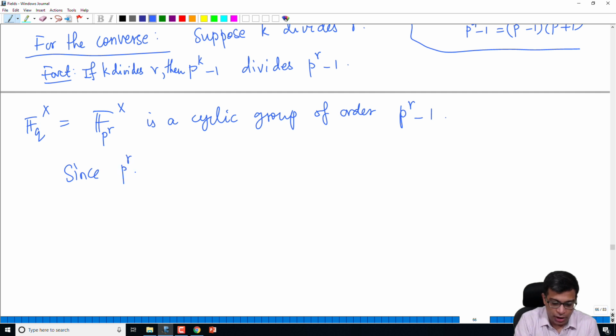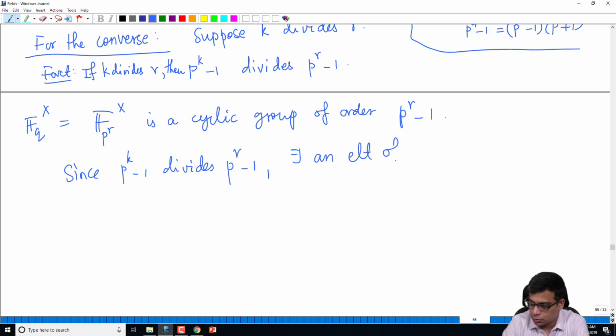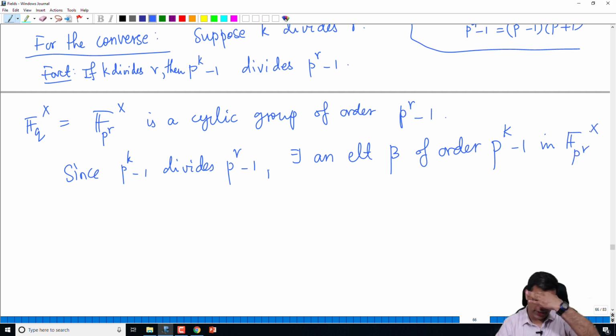Since p power k minus 1 divides p power r minus 1, there exists an element, let's call it beta, of order p power k minus 1 in F p power r cross. So this is a group theory statement. If you have a cyclic group of order 100, for any number dividing 100 there is an element of that order. So this is a statement about cyclic groups.